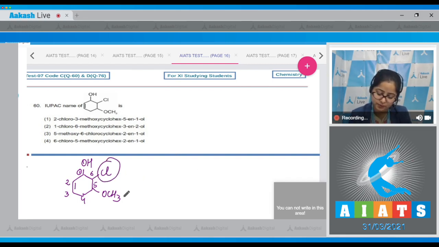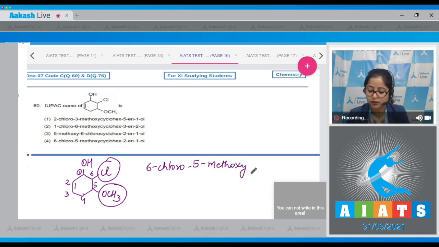So these are the substituents attached and we have to write these substituents in alphabetical order. So we'll start with chloro on the 6th position, 6-chloro, and there is a methoxy group on the 5th position, so 5-methoxy. Then this is a cyclic ring, so cyclohex, since the cyclic ring contains 6 carbon atoms, and there's a double bond on the 2nd position, so 2-ene, and there's an OH group attached on the first position, so 1-ol. That means the correct answer is option number 4.